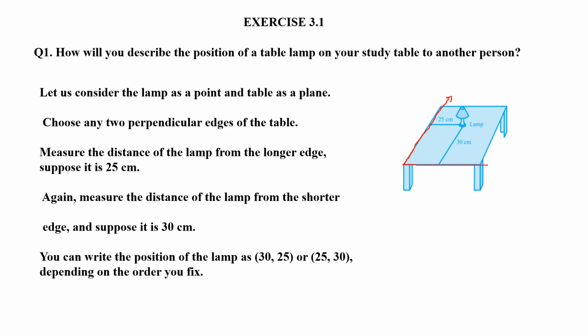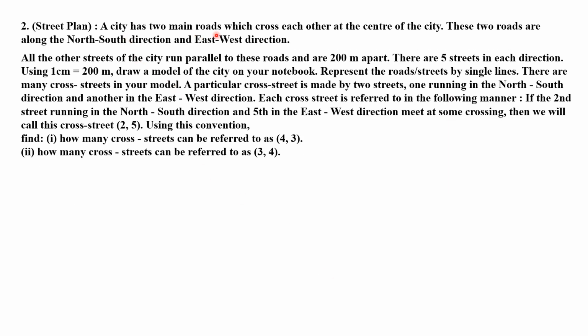Now moving to second question. A city has two main roads which cross each other at the center of the city. So here I have taken my two roads. The two roads are along the north-south direction and east-west. So first is north-south, second is east-west, and you can see both are crossing each other.